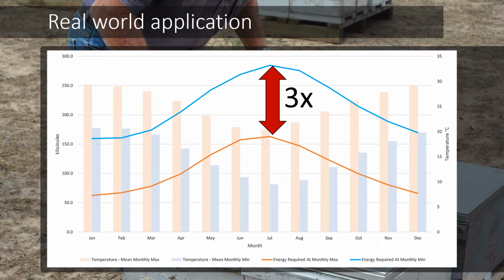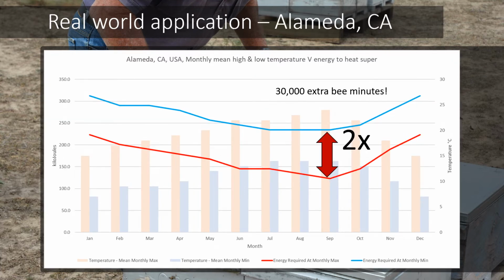Now, not everywhere in the world looks like Brisbane. So to give you an example of another place I recently did, if we compare this to the San Francisco Bay Area, we get this. This curve basically shows that the difference between a cold day and a warm day in San Francisco out at Alameda is around 30,000 extra bee minutes. And this is basically pretty typical of most temperate regions, so this is why this is a good example.